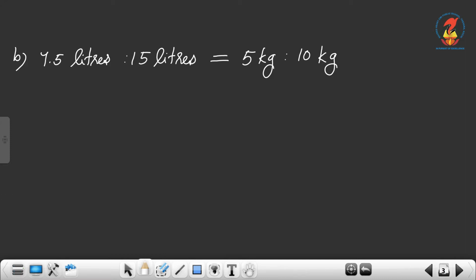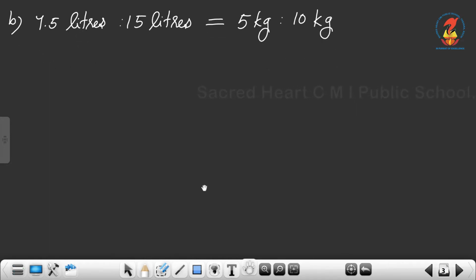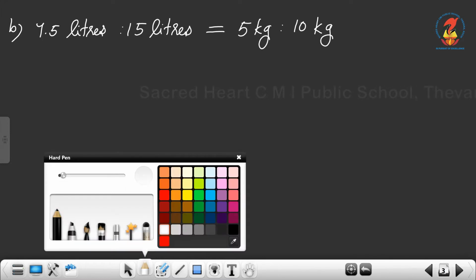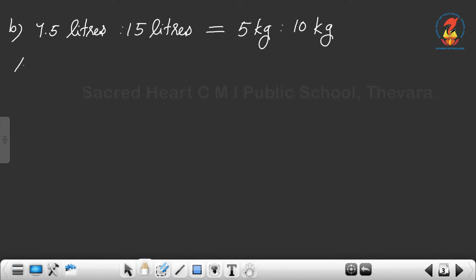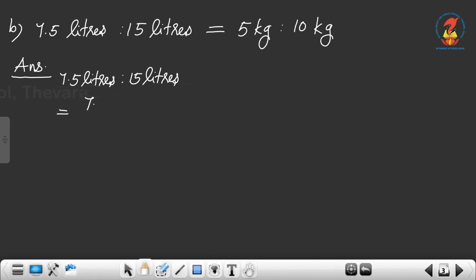Second question, 7.5 liters is to 15 liters equal to 5 kilogram is to 10 kilogram. Now consider the first ratio. 7.5 liters is to 15 liters.